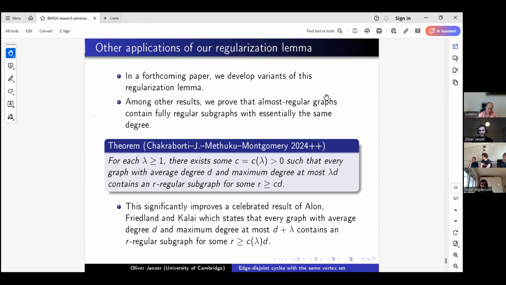I should say that our proof of this last theorem does rely on the Alon, Friedland, Kalai result itself. So certainly their proof is still very important, but it's certainly the case that our result vastly extends their result and makes it even more applicable. And that's all I had time for today, and I'm very happy to take questions.